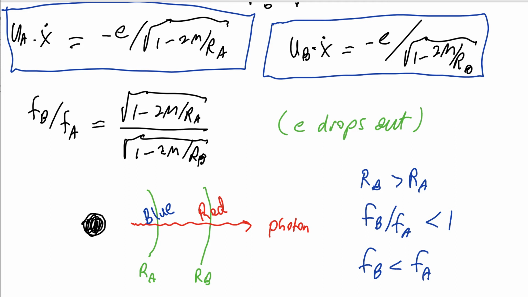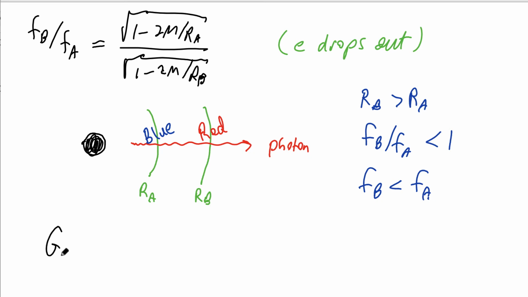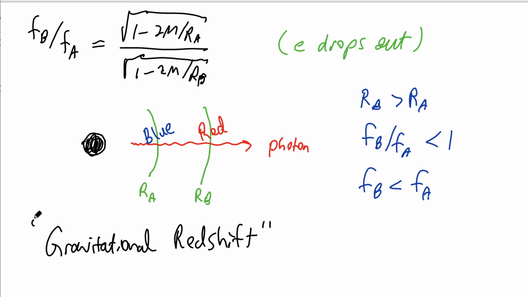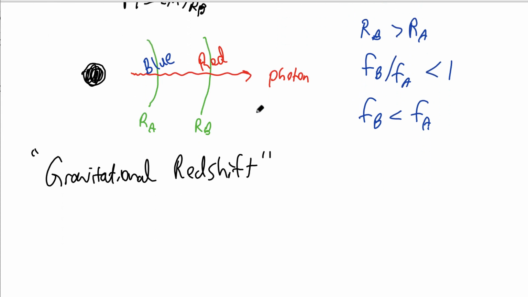So this effect is referred to as the gravitational redshift. Speaking in Newtonian language, we think of the photon as losing energy as it climbs out of the gravitational field. So as it loses energy, it shifts in frequency from blue to red. So this is the result for the gravitational frequency shift for a photon moving radially in the Schwarzschild geometry. But what about non-radial photons?